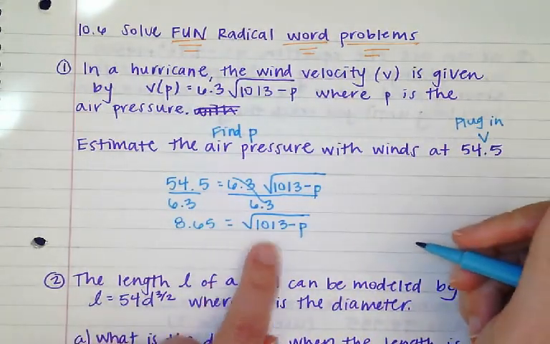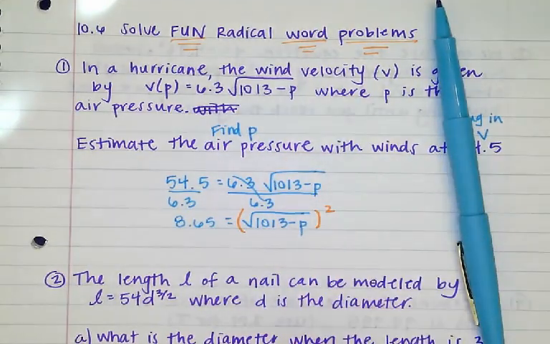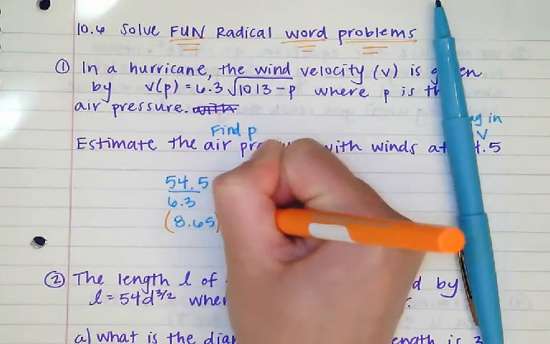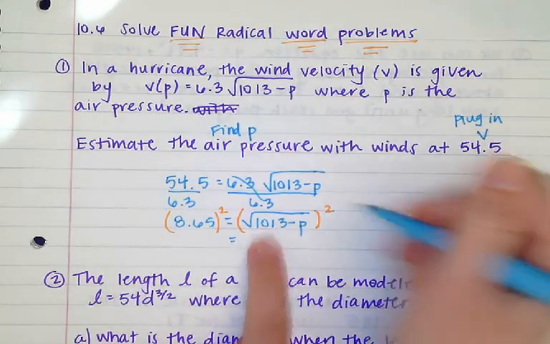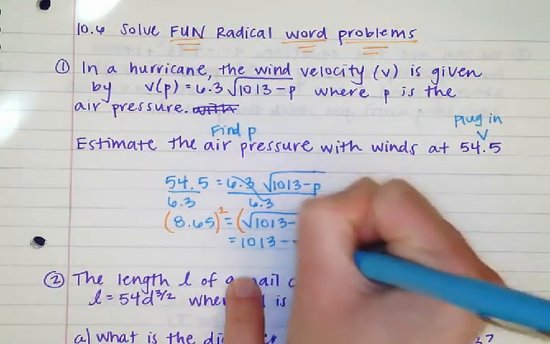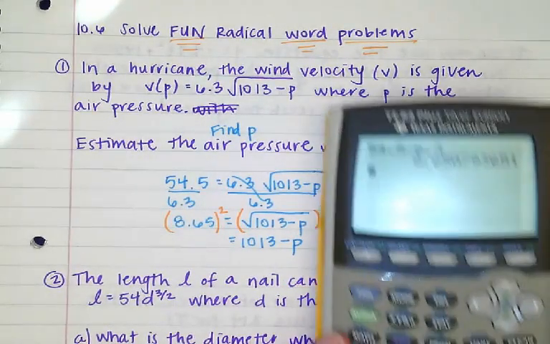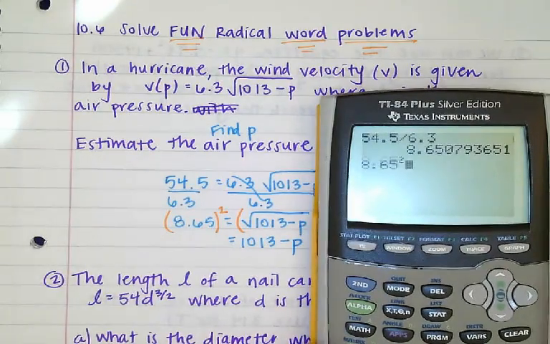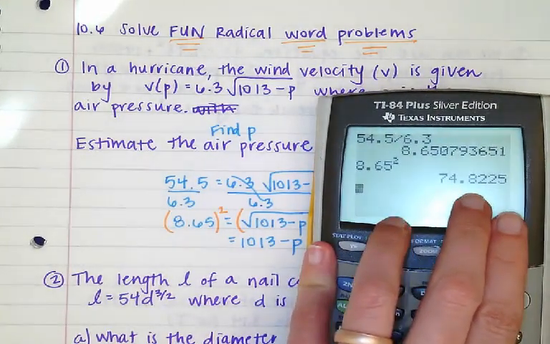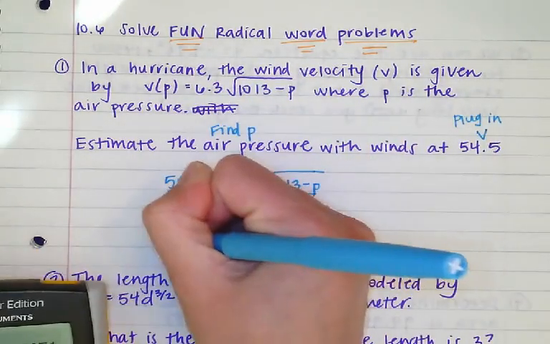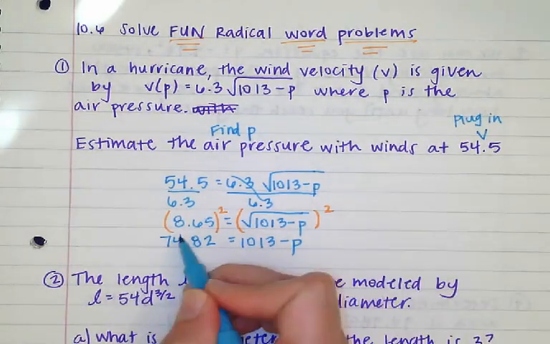Now we're ready to cancel our square root. So the opposite of square rooting would be to take both sides and square. And so the right side, we're going to just have our 1013 minus p once the square root and square cancel. On the left side, I'm going to take 8.65 and square it. And here, let's go ahead and do the same. I'll keep the same rounding of the nearest hundredth, so 74.82. And now we have a two-step equation to solve.